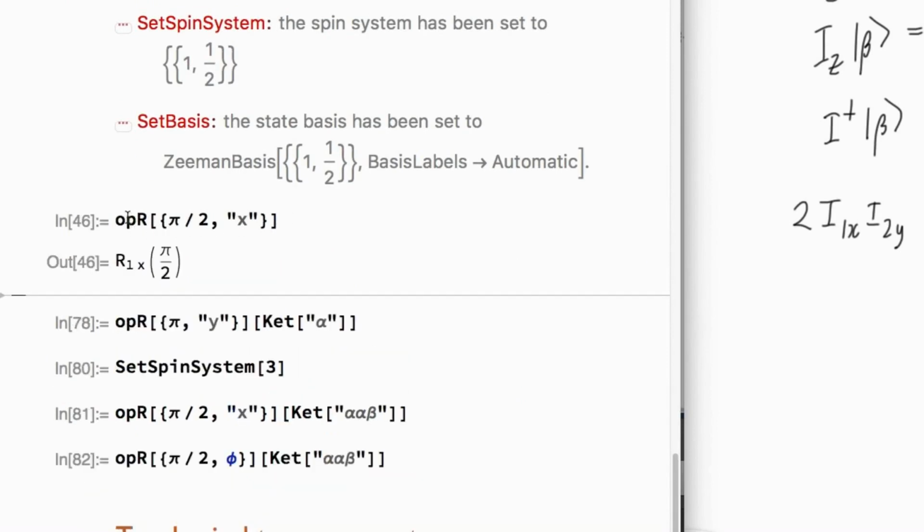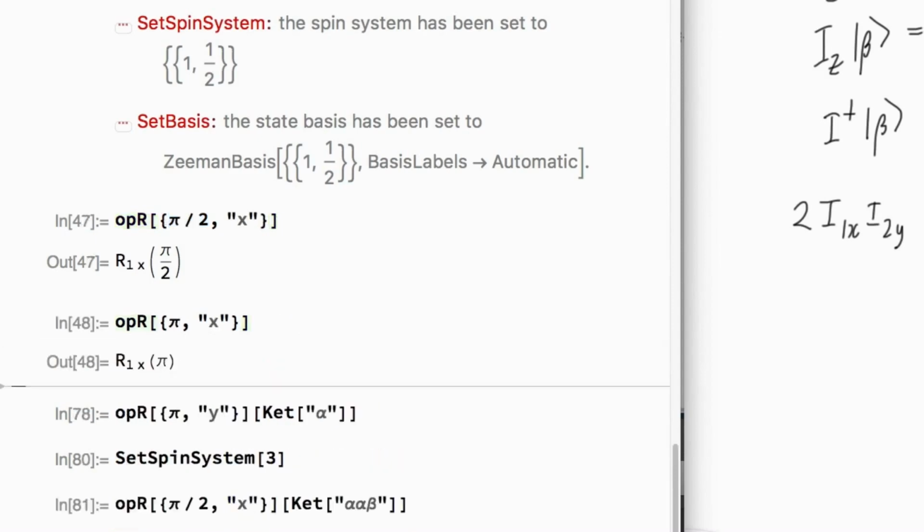So, for example, here I've gone back to a single spin half. This is the rotation operator for a rotation through the angle of pi over 2, that means 90 degrees, about the x-axis. For a rotation through the angle pi about the x-axis. And we could apply that to a spin, for example, ket alpha.